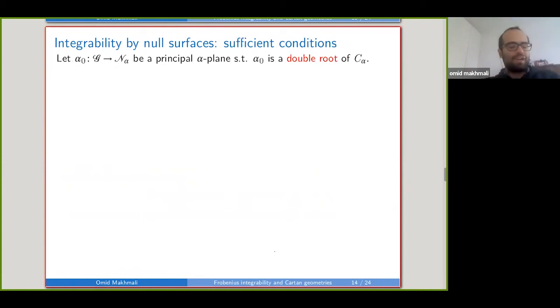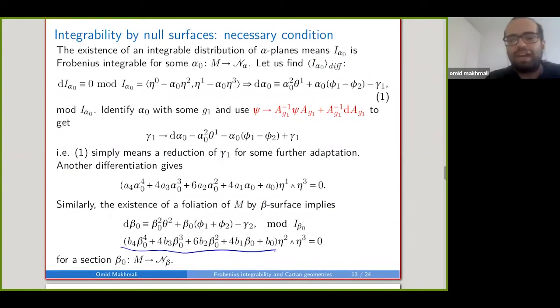All right, let's now find some sufficient conditions. The necessary condition basically implied there should be at some point some reduction, and the integrable alpha plane has to be a principal null plane.